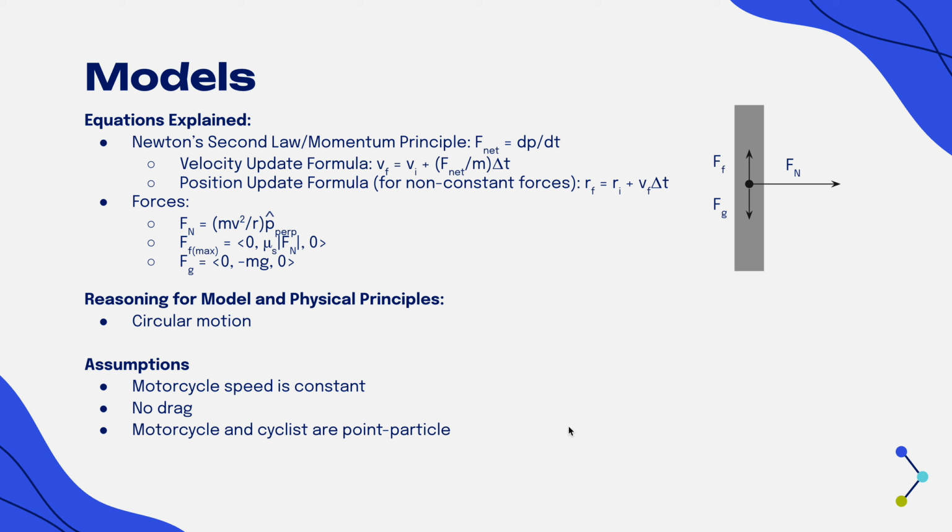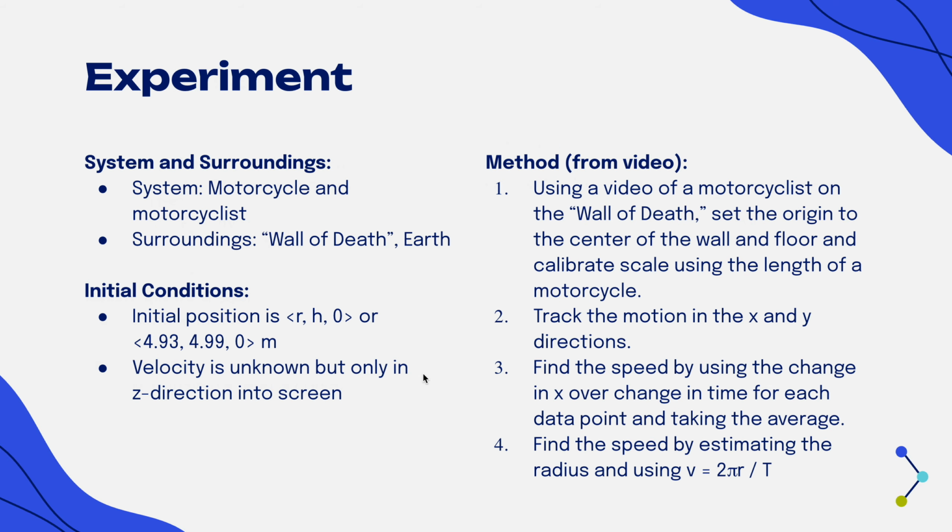Essentially, we'll be looking at the momentum principle, and these are the main three forces: the normal force acting perpendicular to the wall, the force of friction keeping the motorcycle up, and the force of gravity pulling it down. The reason we're doing this is because we're looking at circular motion. So the normal force is going to be mv squared over r, in the perpendicular direction. We're assuming that the motorcycle speed is constant, that there's no drag, and that we're treating the system essentially as a point particle. The system is the motorcycle and the motorcyclist, and the surroundings are the wall and Earth.